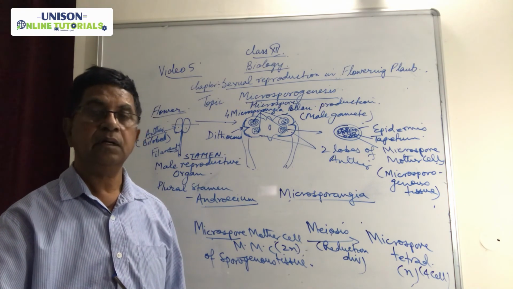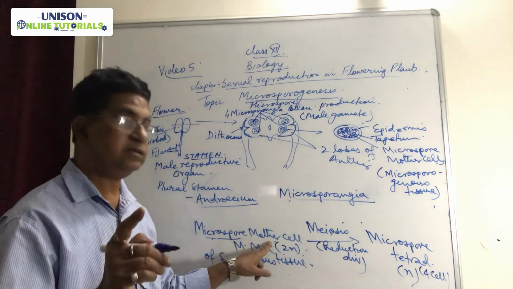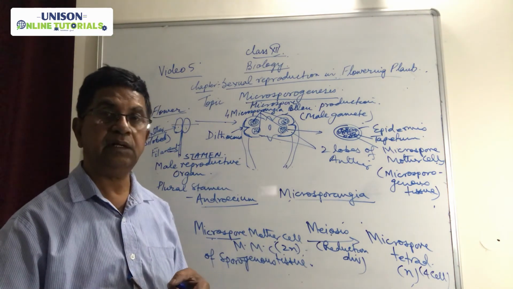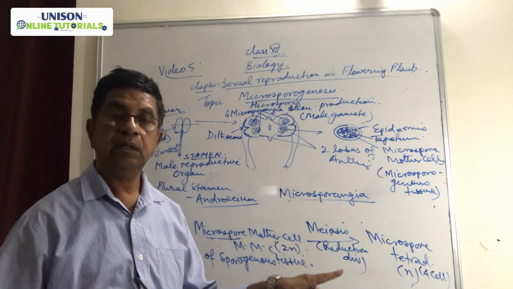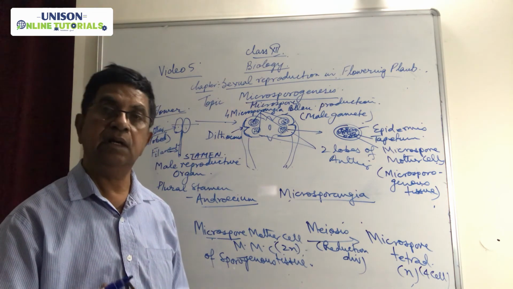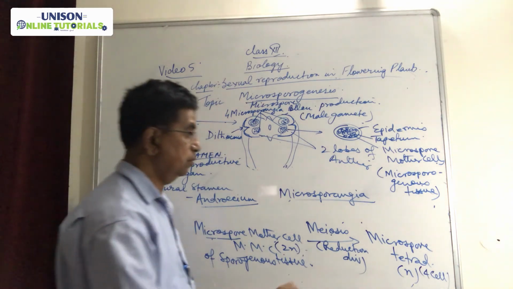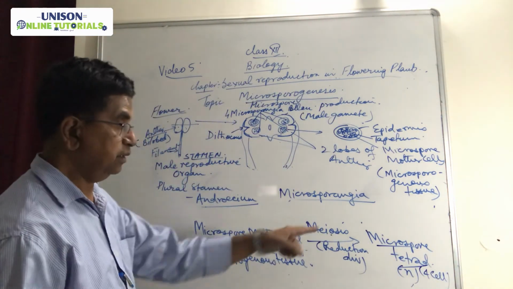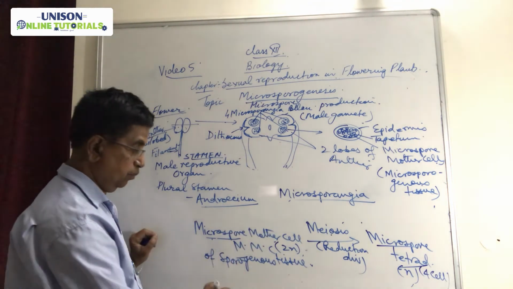In meiosis 1, from the single microspore mother cell, 2 cells are formed, and because meiosis 1 is the reduction division, the number of chromosomes is reduced from 2n to n. Then meiosis 2 takes place, and as a result from 2 cells, 4 cells are formed, which is known as the microspore tetrad. So this is an immature pollen, because microspore is the pollen.